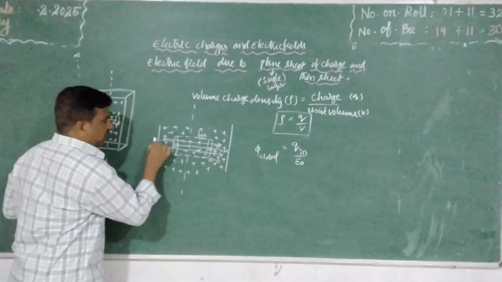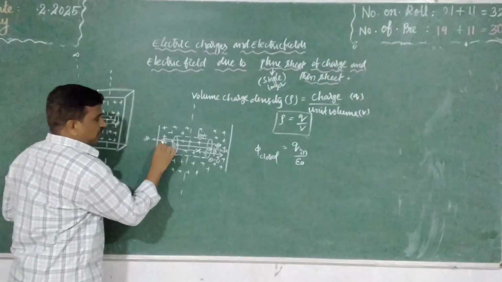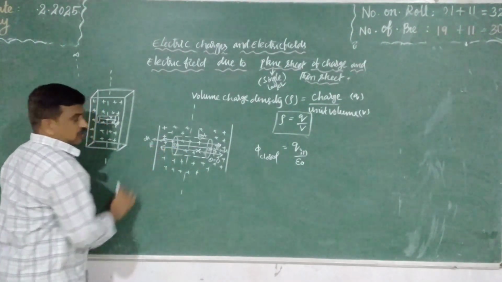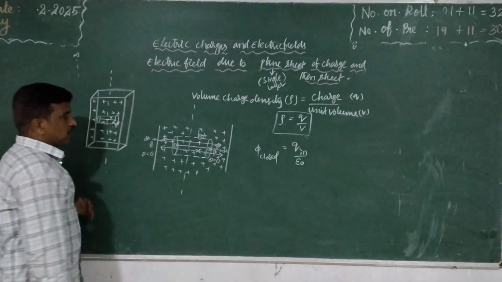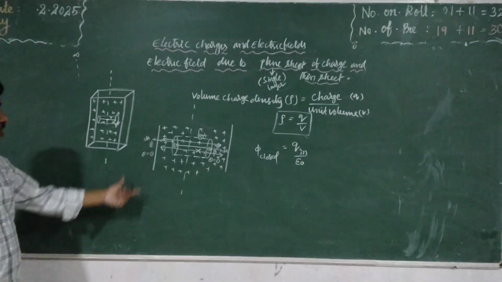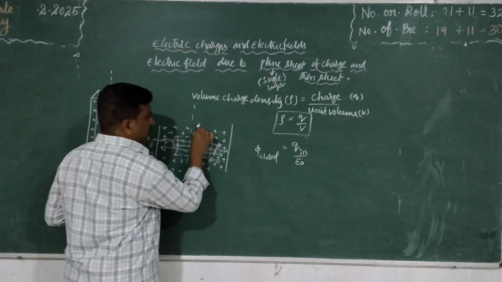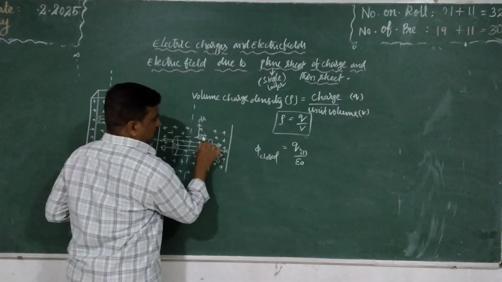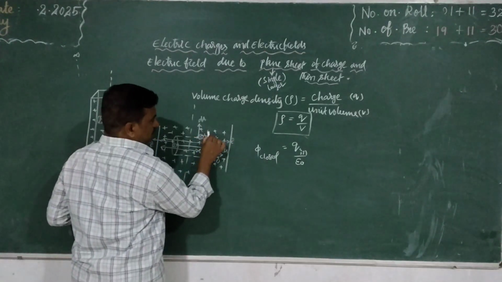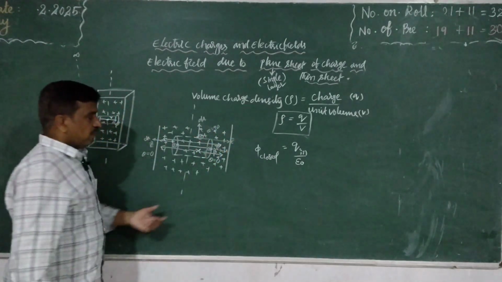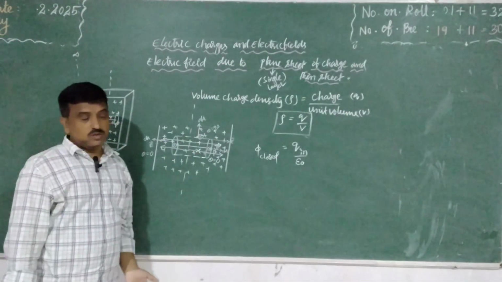This is the area vector, and the electric field is in the same direction. So the angle between E and the area vector is theta equal to 0. For the third surface, we select a small area with area vector dA, and the electric field is perpendicular, so theta equals 90 degrees. First surface theta is 0, second surface theta is 0, third surface theta is 90.